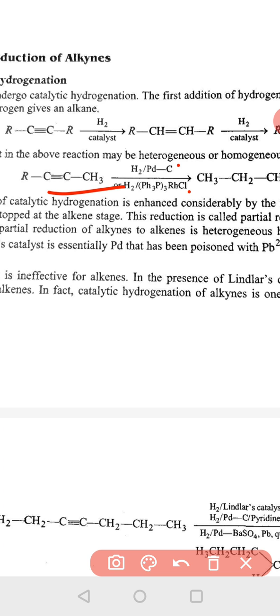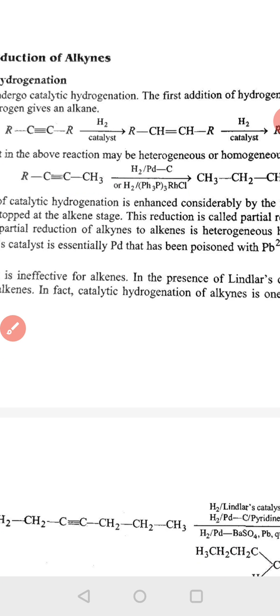Lindlar's catalyst is palladium that has been poisoned with lead 2 and an amine. The amine can be quinoline or pyridine. The beauty of this catalyst is that it is ineffective for alkene. In the presence of Lindlar's catalyst, non-terminal alkyne converts into cis-alkene. This catalytic hydrogenation of alkyne is one of the best ways to prepare cis-alkene.